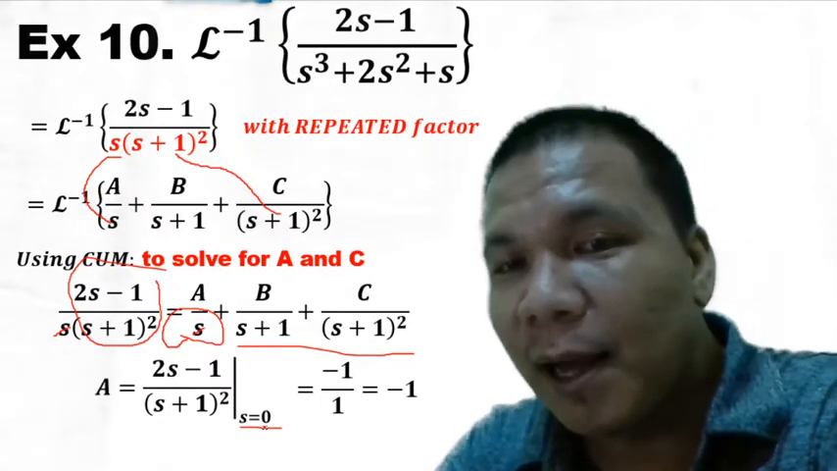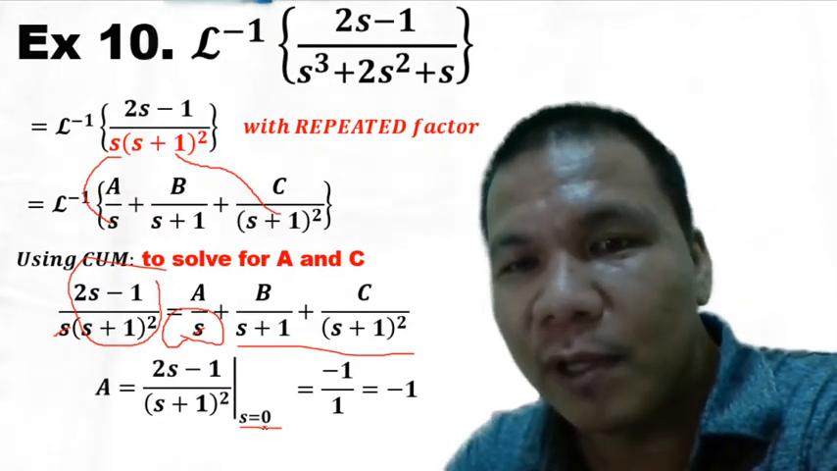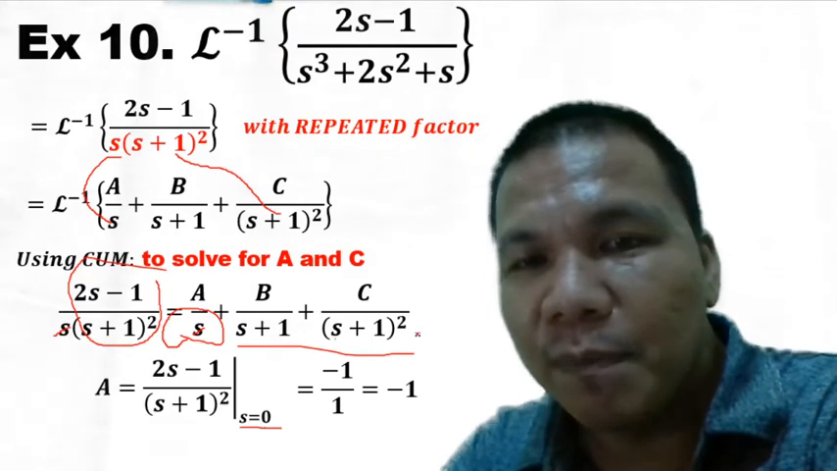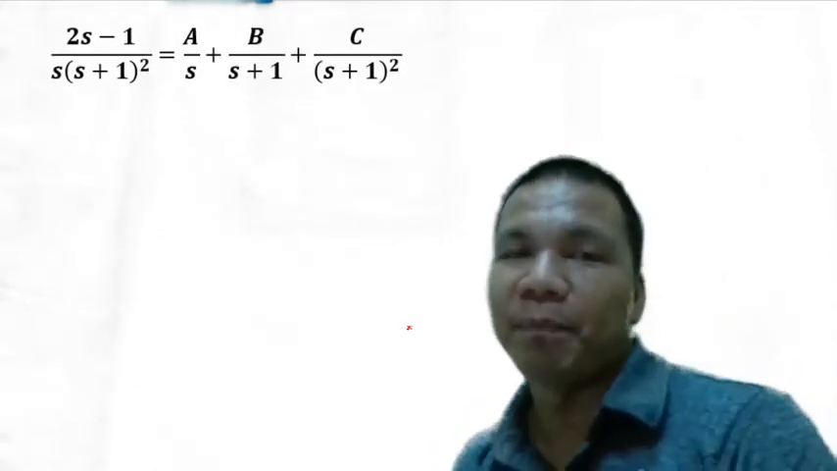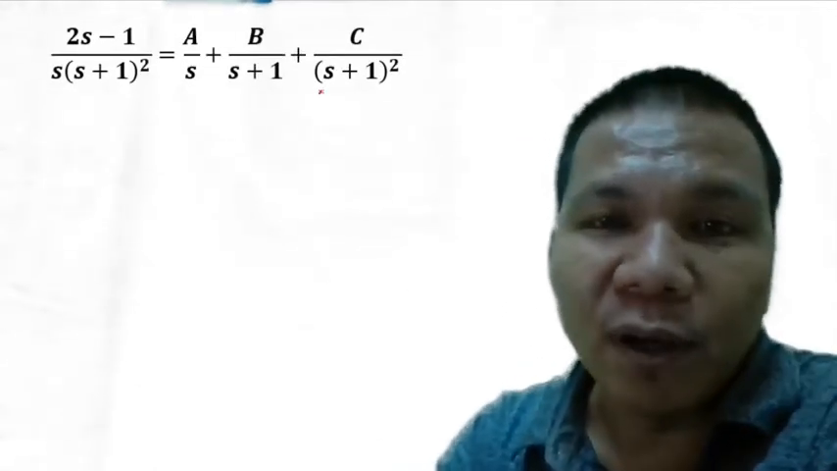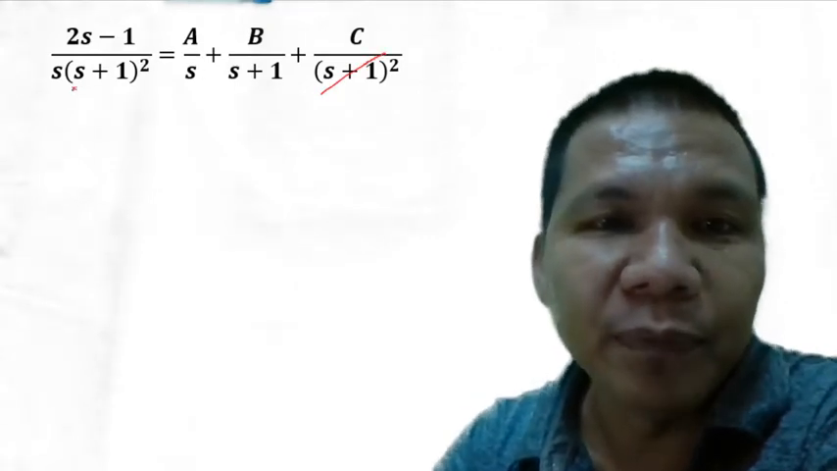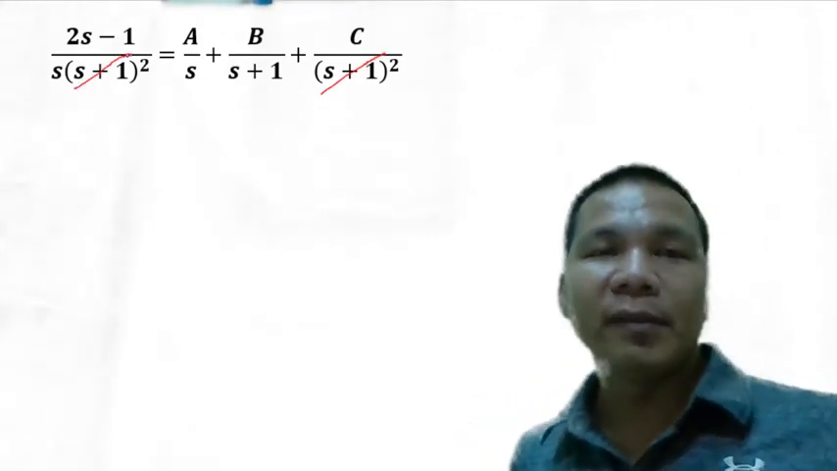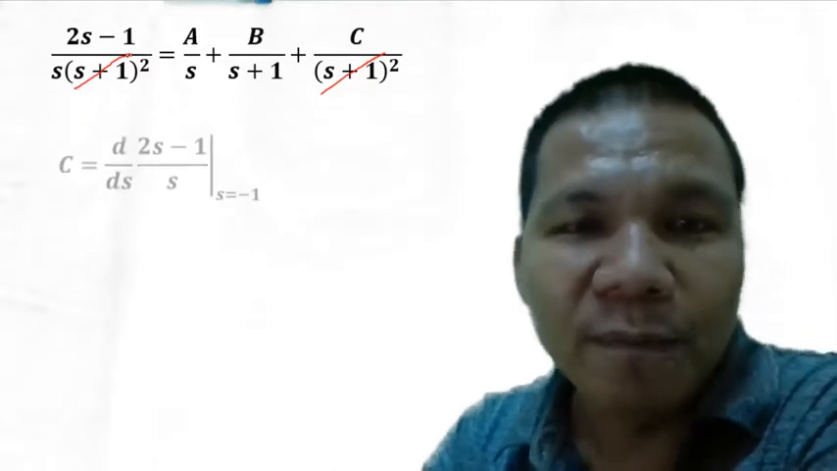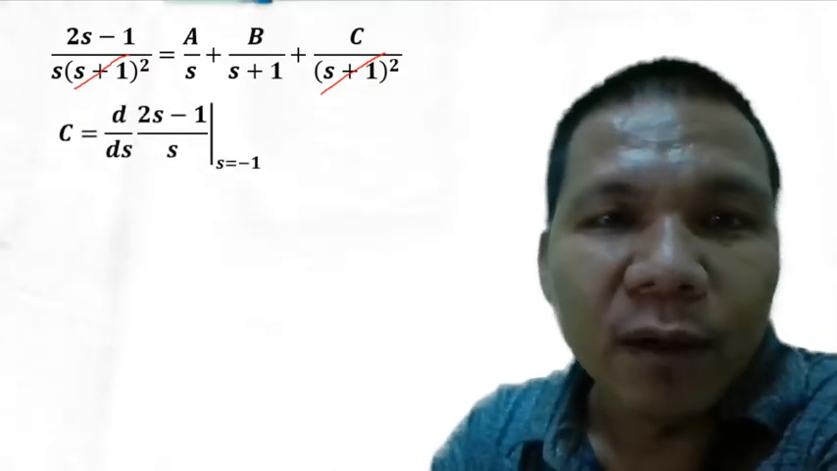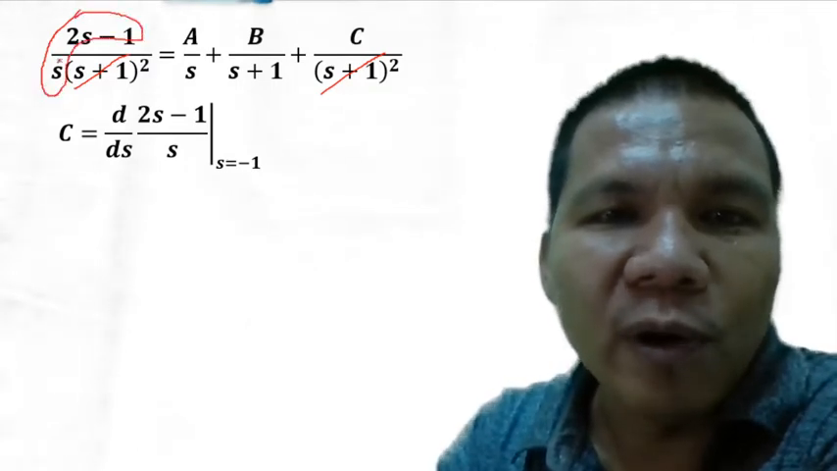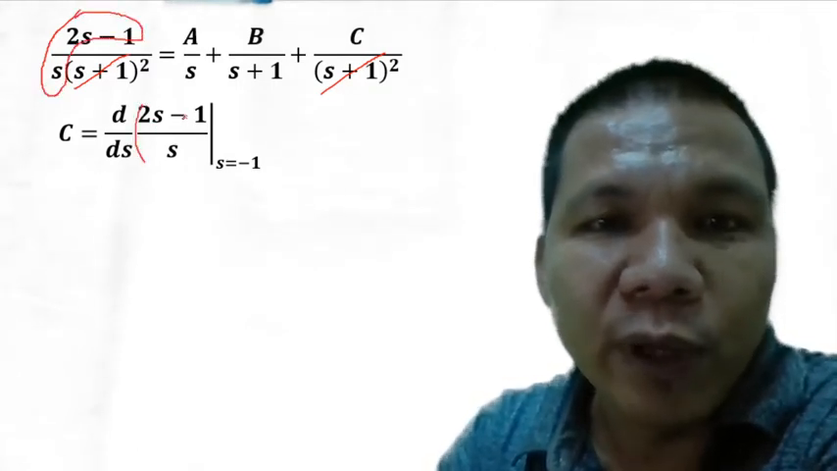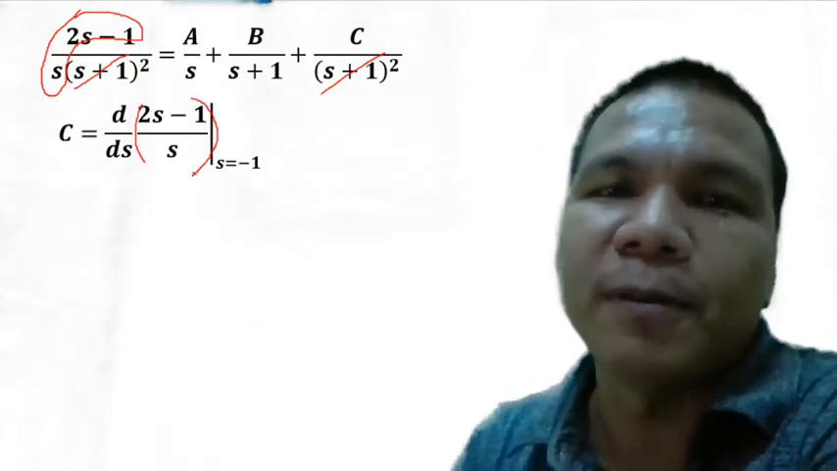How about the value of C? How are we going to do that? Because this is a repeated factor, if you will notice, that is squared. We can do that by taking its derivative. Now, to solve for C, we cover up s plus 1 quantity squared. What will be left? This term will be left: 2s minus 1 all over s. But take note, we will use the derivative here.